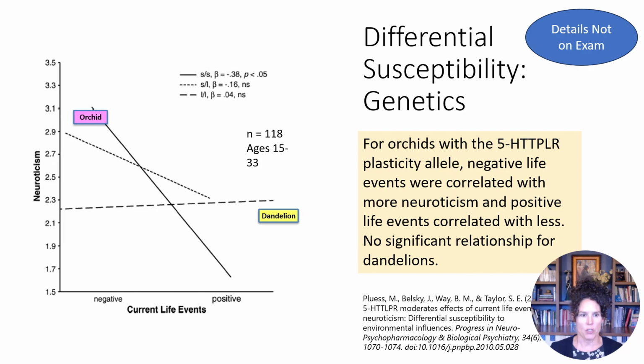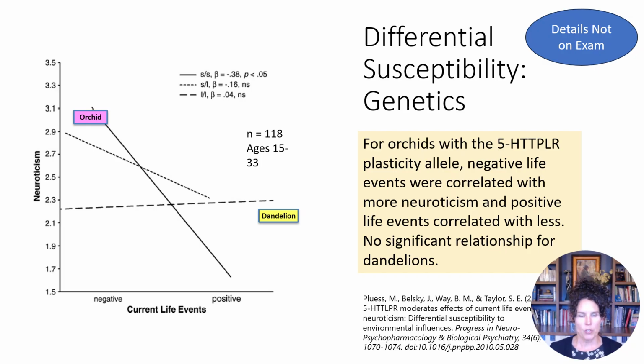So it was ages 15 to 33. It was not like a clinical population or anything. And it surveyed people on the amount of life events, positive or negative, that they had experienced in the past 6 months. And then it also measured their level of neuroticism.